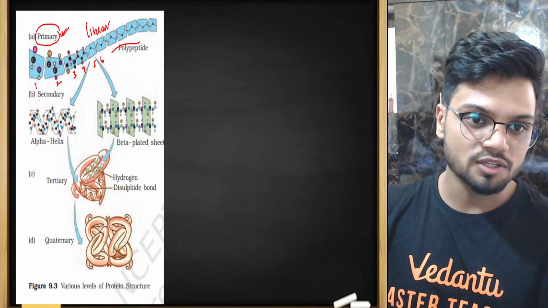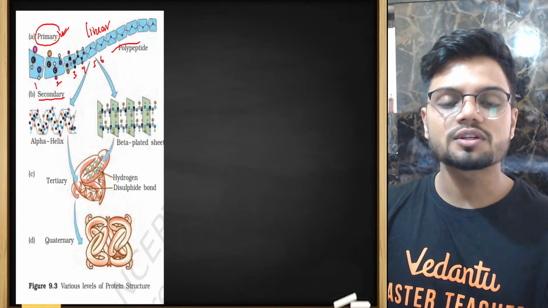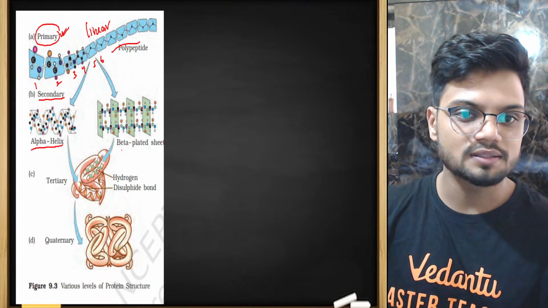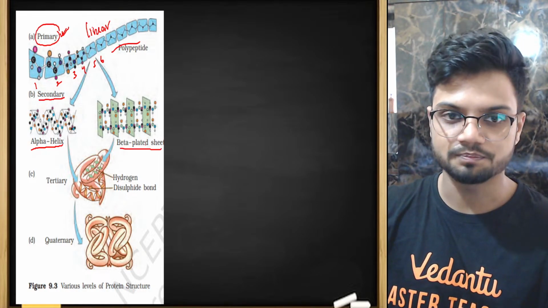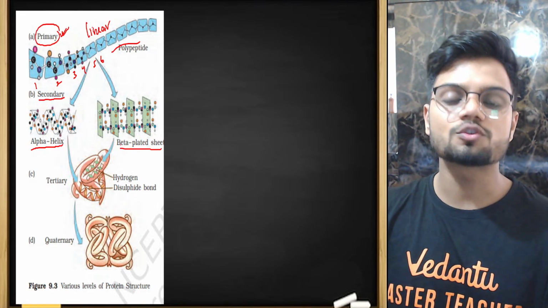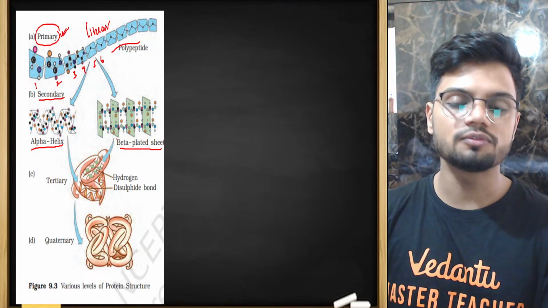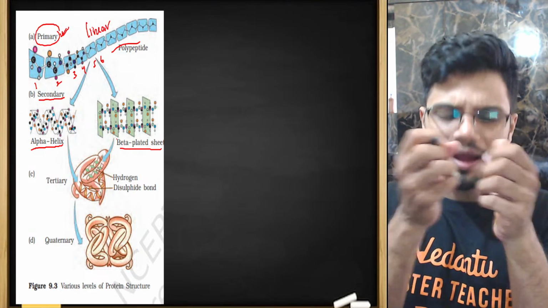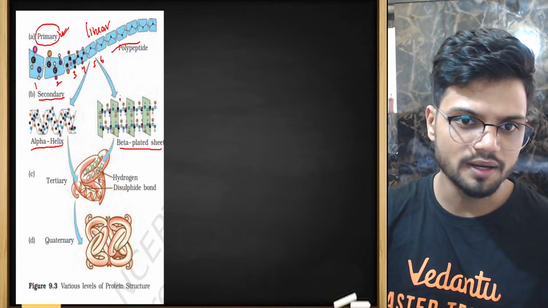Now what about secondary structure, students? Secondary structure can be of two types. The first one is called the alpha helix, and the other is called the beta pleated sheet. This is a much more complex arrangement of the primary structure. So take the primary structure and add hydrogen bonding. You need to add hydrogen bonds.